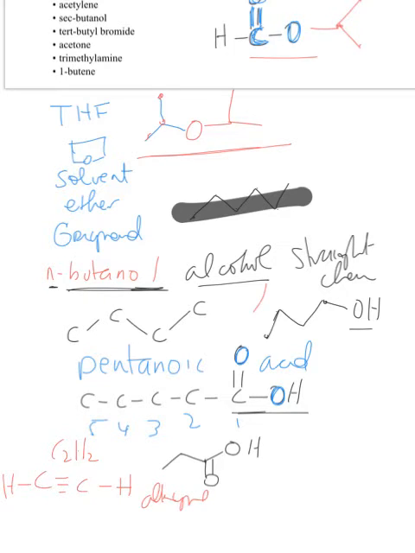Sec-butyl alcohol, sec-butanol. So sec-butyl is 1, 2, 3, 4. As you can see, that's a secondary carbon because that carbon is connected to 2 carbons. So that's where the sec comes from. And then butanol, the alcohol is coming off of the secondary carbon, and we have 1, 2, 3, 4. So that's sec-butanol.